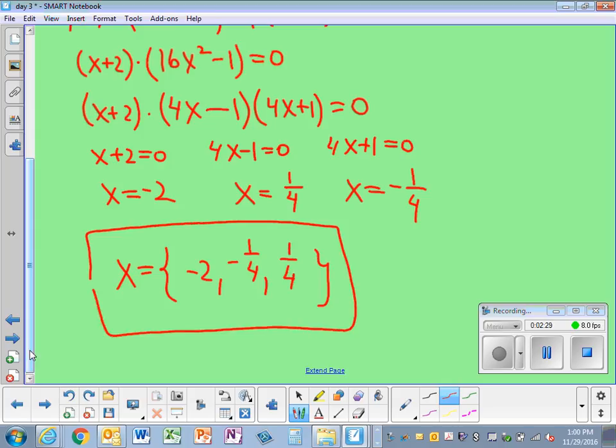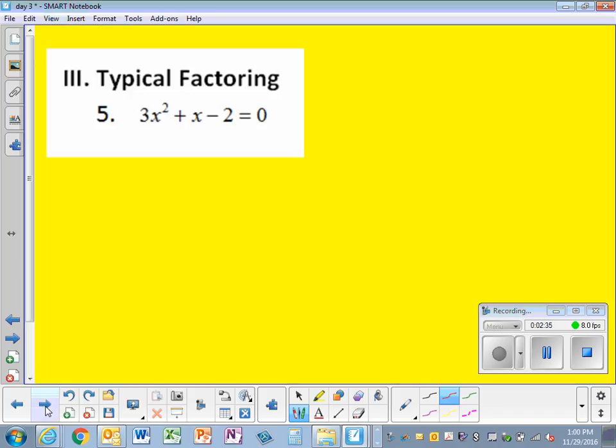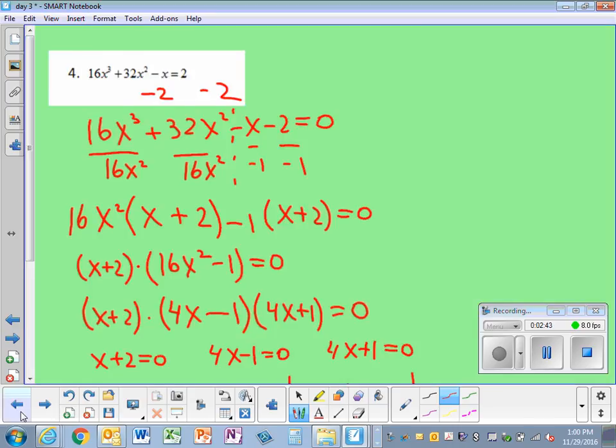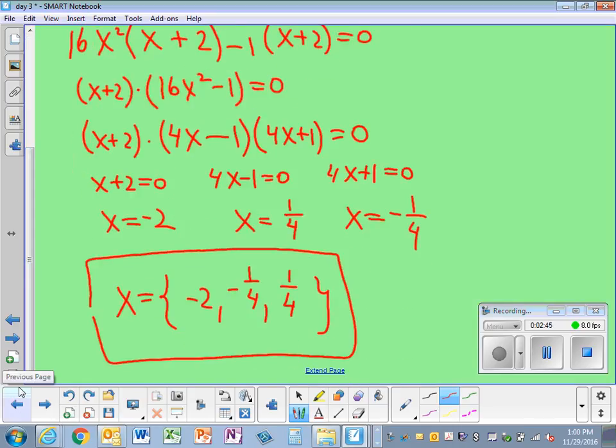Question? Okay. So turn the page. Typical factoring. I know it's typical about it. With negative 2, you go back. Just negative 2. Thank you.